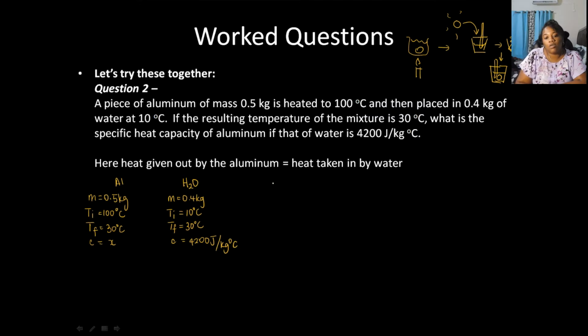Now here we're going to equate them and say the heat given out by the aluminum will be equal to the heat gained by the water. Remember, heat moves from hotter bodies to colder ones, as we learned earlier. Since we know what Q is equal to, we're going to say mcΔT of aluminum would be equal to the mcΔT of water.